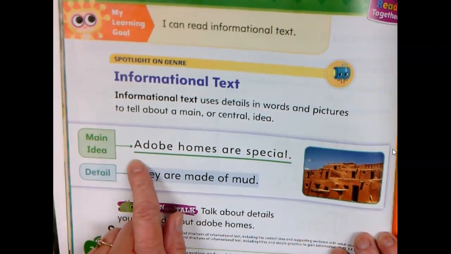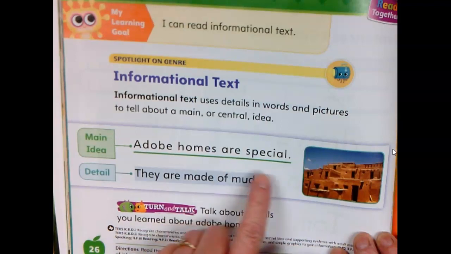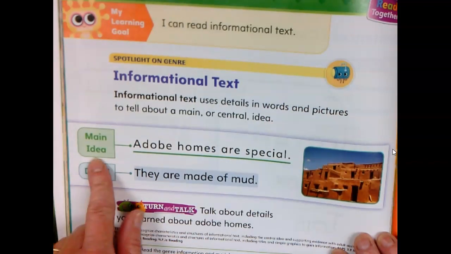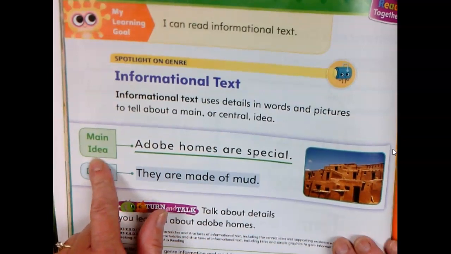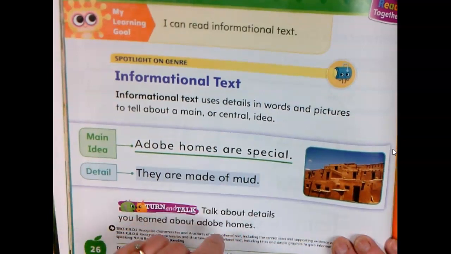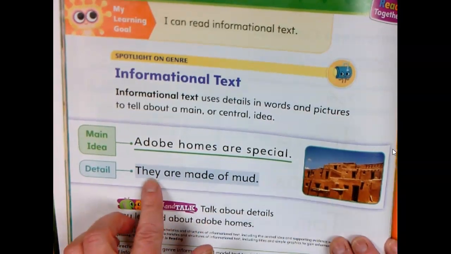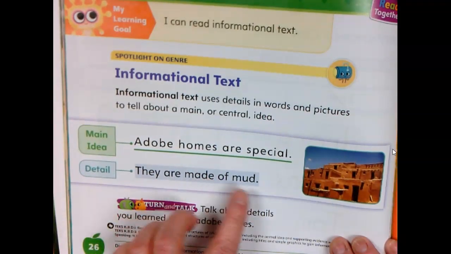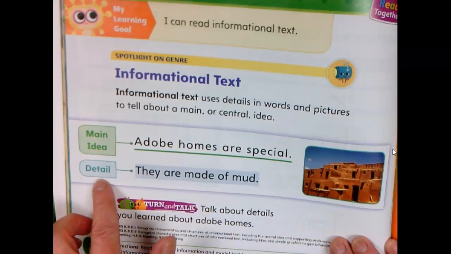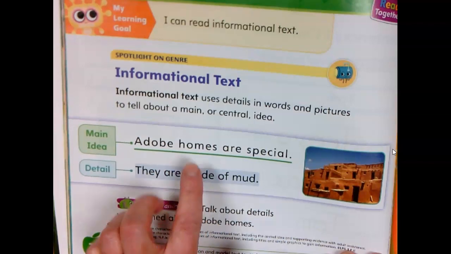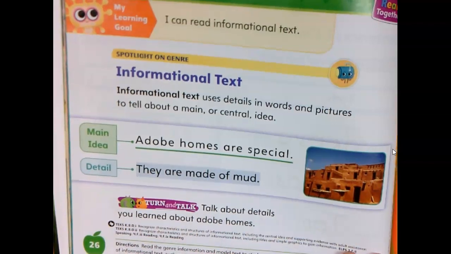So in this sentence, "Adobe homes are special." This is our main idea. It's what this paragraph is mostly about, Adobe homes. "They are made of mud." This sentence is a detail. It's telling us more about Adobe homes.